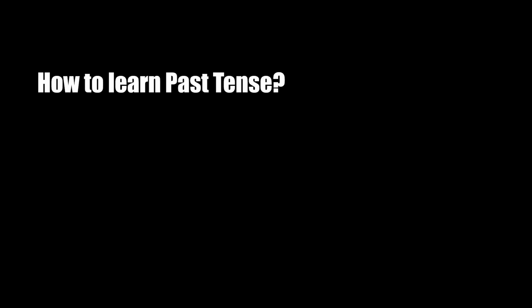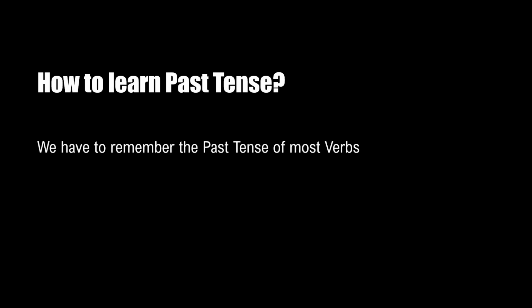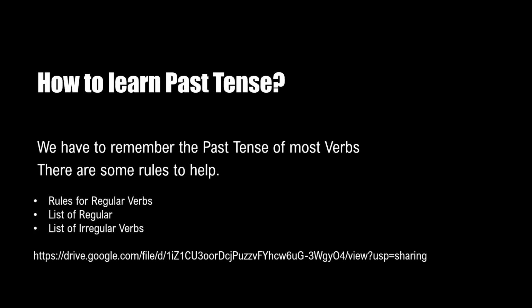So how do we learn the past tense? We saw in our examples that the past tense of eat is ate, the past tense of go is went, and the past tense of write is wrote. How do we remember that? We have to remember the past tense of most verbs. There are some rules to help though. So where can we find these?